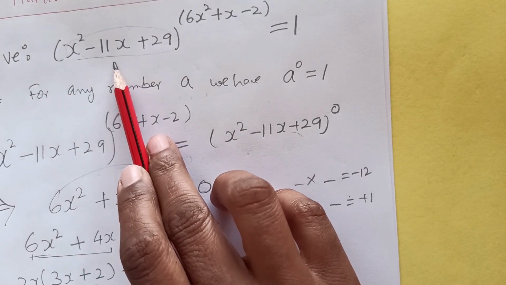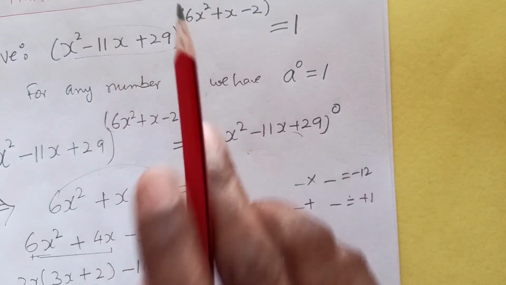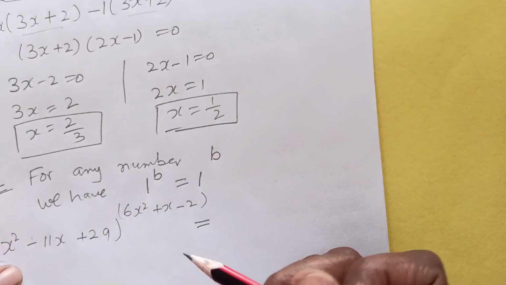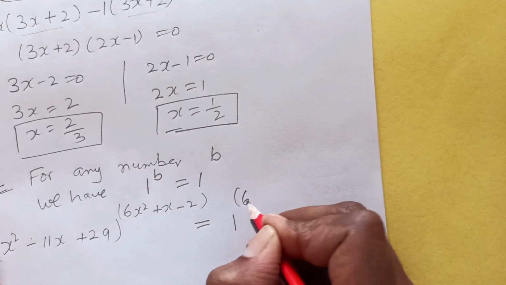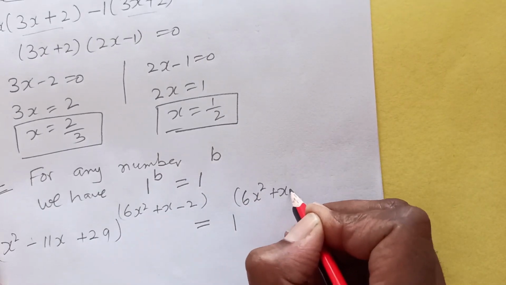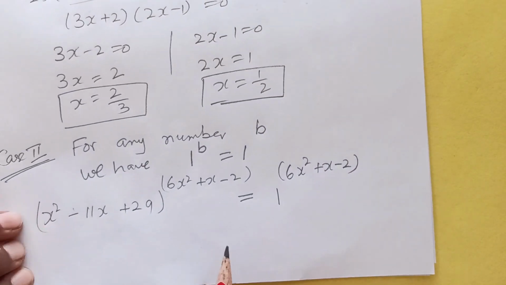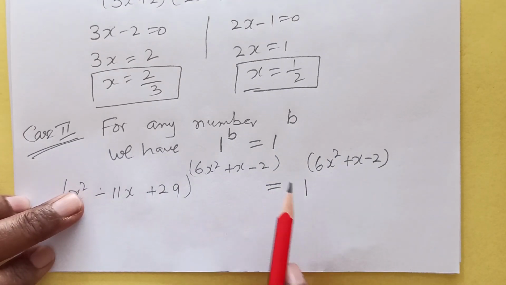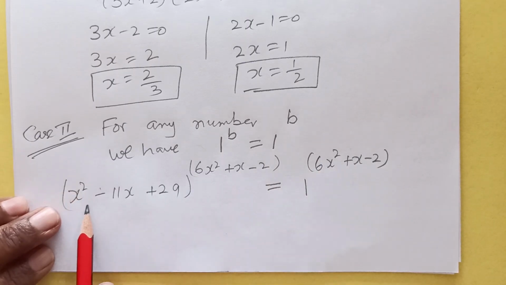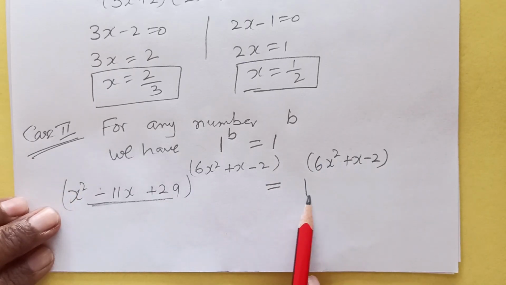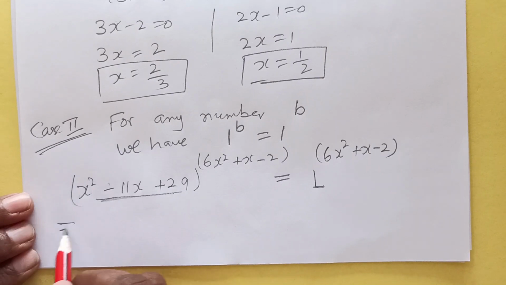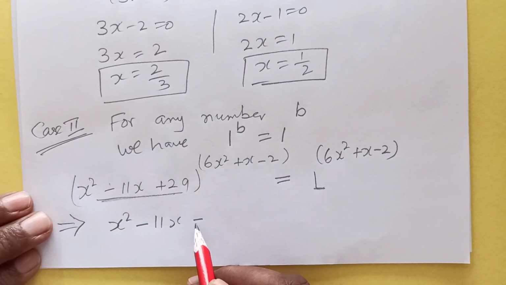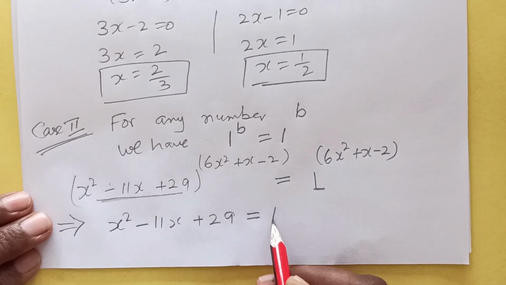as 1 with the power being this same expression, 6x squared plus x minus 2. So 1 power 6x squared plus x minus 2. Now what is this making here? Like you see, the power is same and the base is now different. So that means this whole base is going to be equal to 1. So this gives us x squared minus 11x plus 29 equals 1, right?